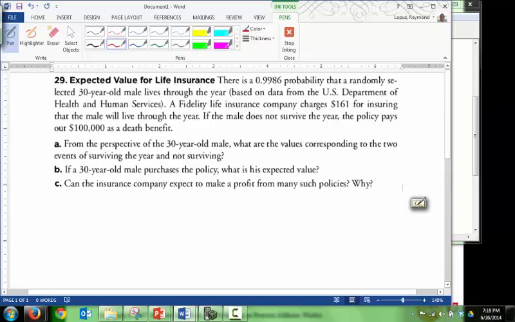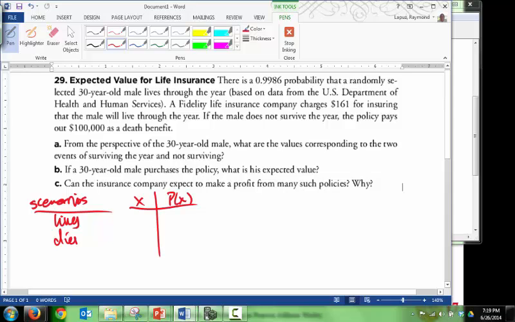So from the perspective of the 30-year-old male, what are the values corresponding to the 2 events of surviving the year and not surviving the year? So here's where we create our random variable table. This is going to be a small table in that there's only 2 scenarios. The 2 scenarios are he lives or he dies. So the actual probability distribution table we'll create here. And their first question, as cryptic as it might be, is really asking for the two events of surviving and not surviving. So if he lives and if he dies, there's something that's going to happen with his money. Okay, so from his perspective, if he lives, what's up with his money?